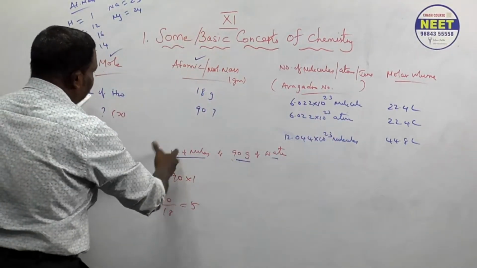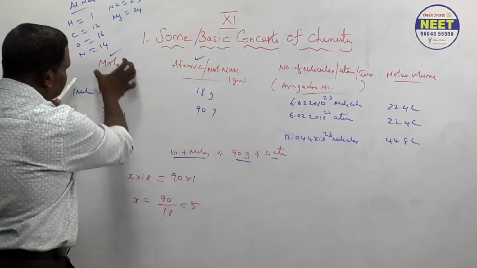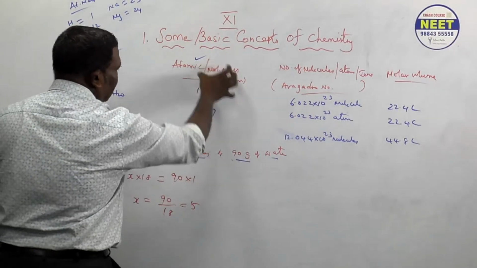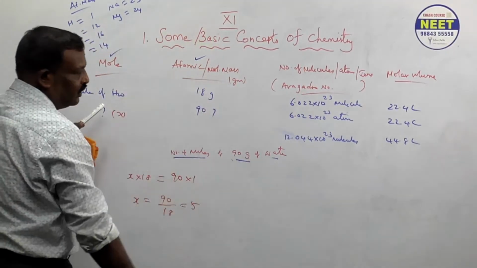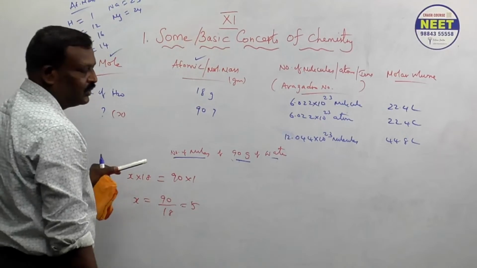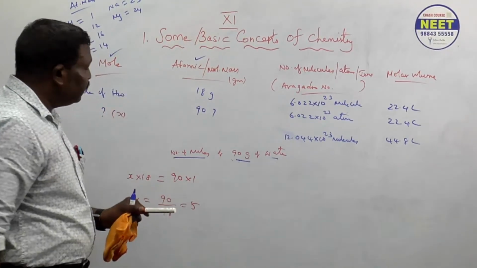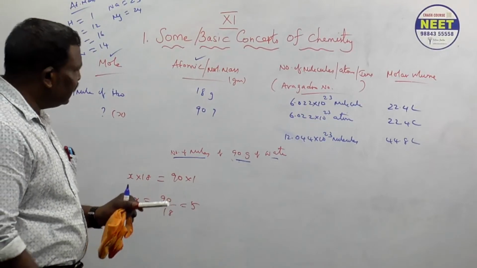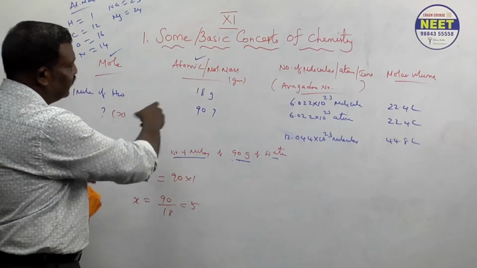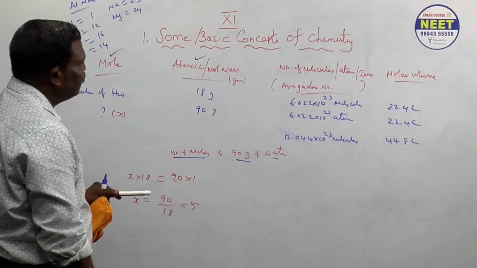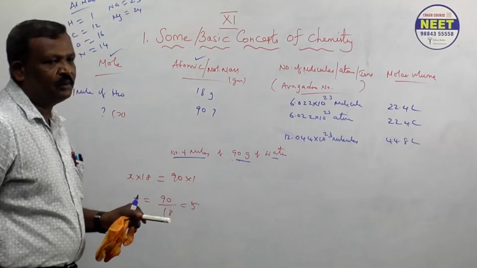They are asking to calculate number of moles. Number of moles means number of moles and gram. These two quantities only you have to compare. Other quantities don't worry about. Okay? Write fast. Each and every sum you should write like this. Mole, atomic mass, number of molecules. Then you will be able to understand.